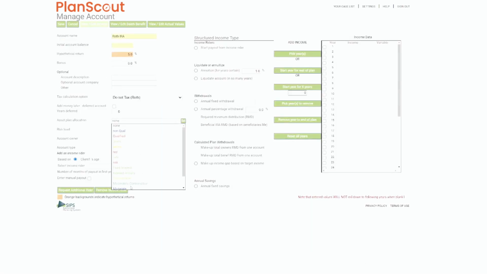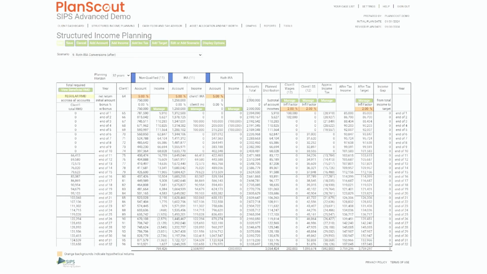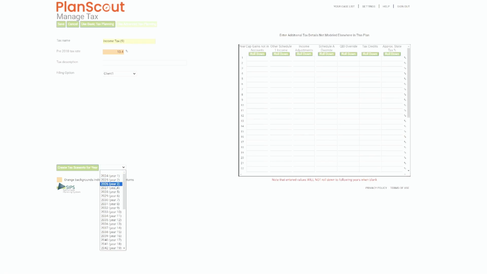In the Roth IRA, I'm going to do the same. I'm going to do annual fixed savings. I'm going to do that in years 3, 4, and 5. Pick years. And now we've replicated what we just tried with dynamic mode. We can verify that we've stayed within the right tax bracket by going back to our income tax page. We can create a tax scenario for year 3.